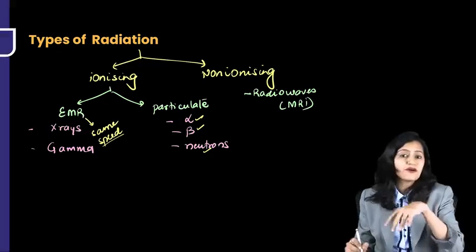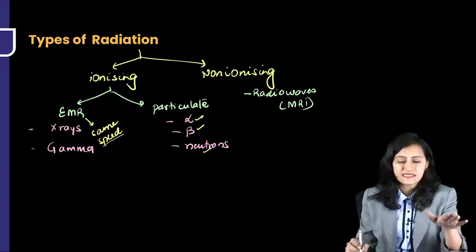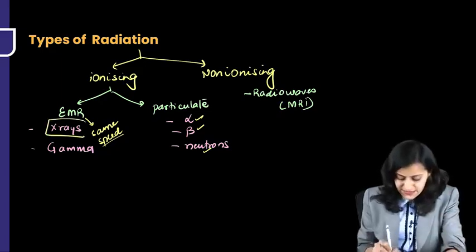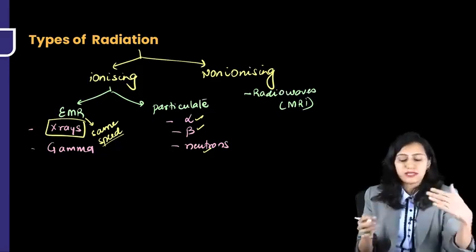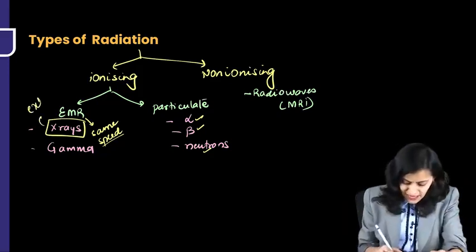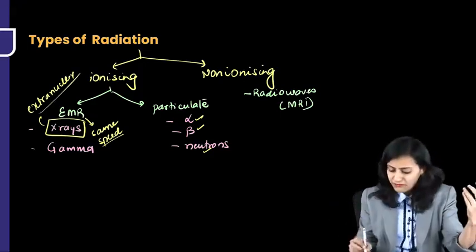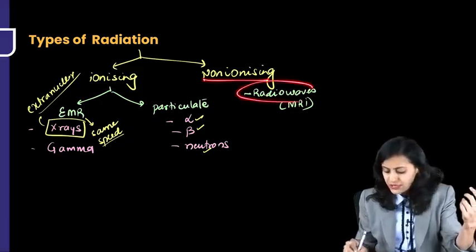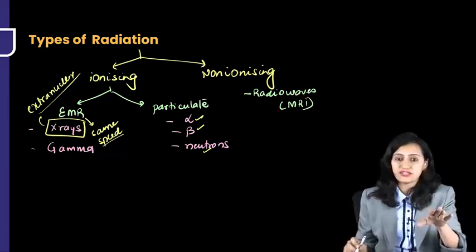Now, if I ask you that out of this radiation, which is the one which does not come from the atom or the nucleus disintegration? Remember, it is X-rays. So, radioactive atoms, radioactive isotopes do not produce X-rays. X-rays are extranuclear in production. Gamma rays come from the nuclear disintegration. Example of non-ionizing radiation is radio waves, which are used in MRI. So MRI does not have radiation exposure.